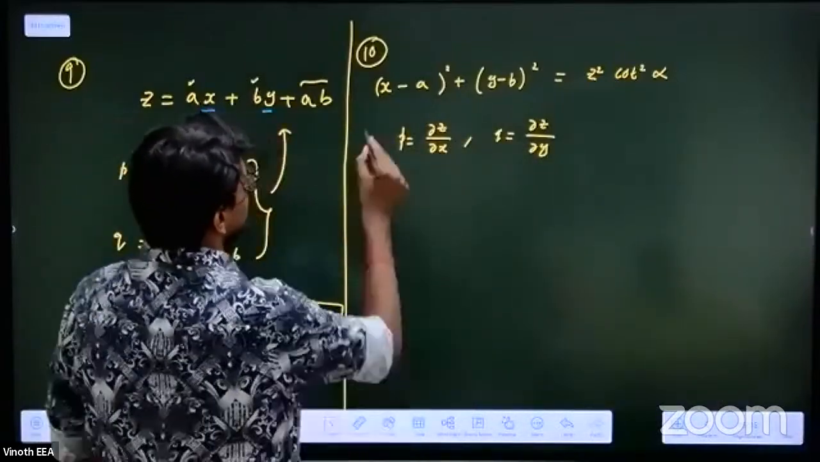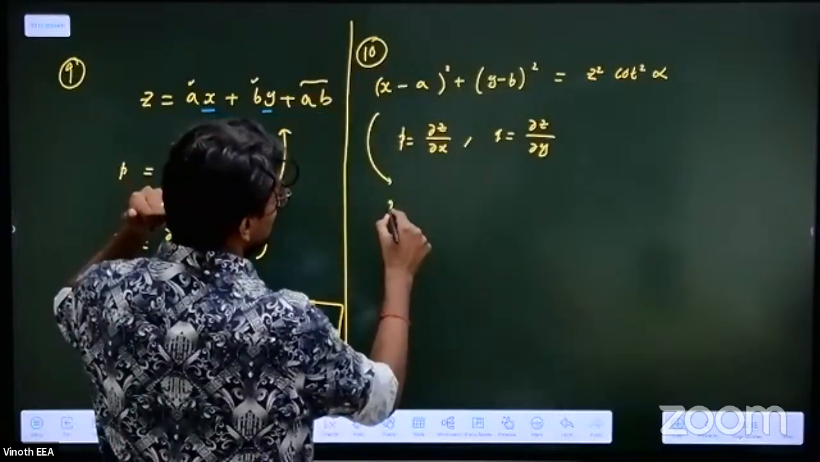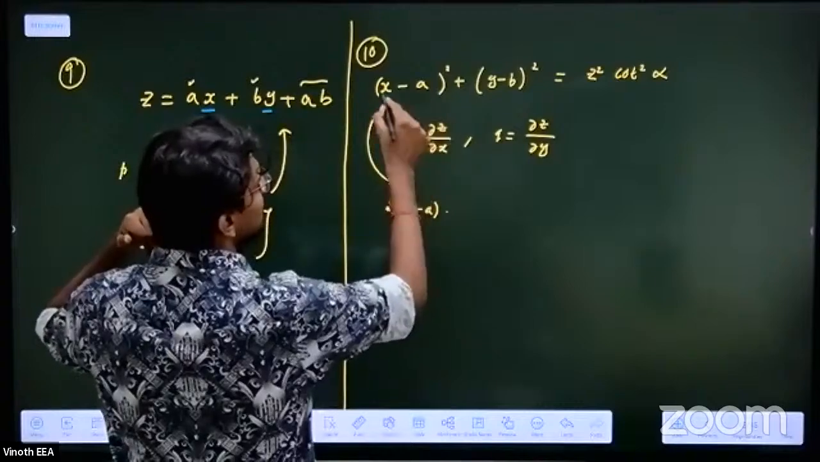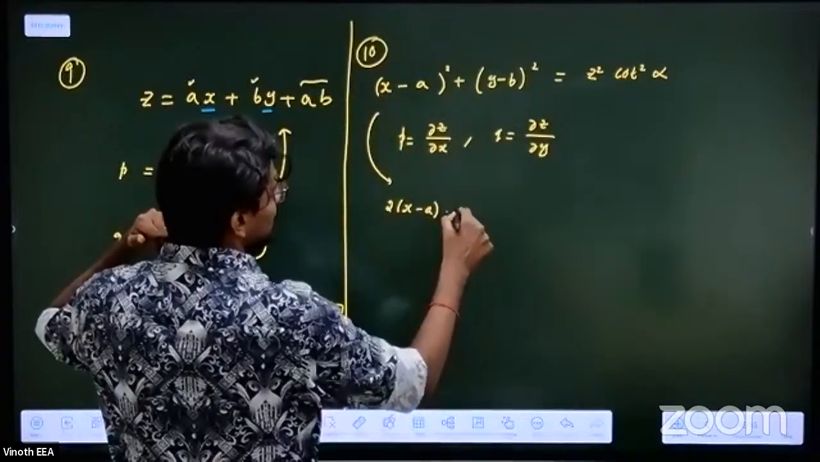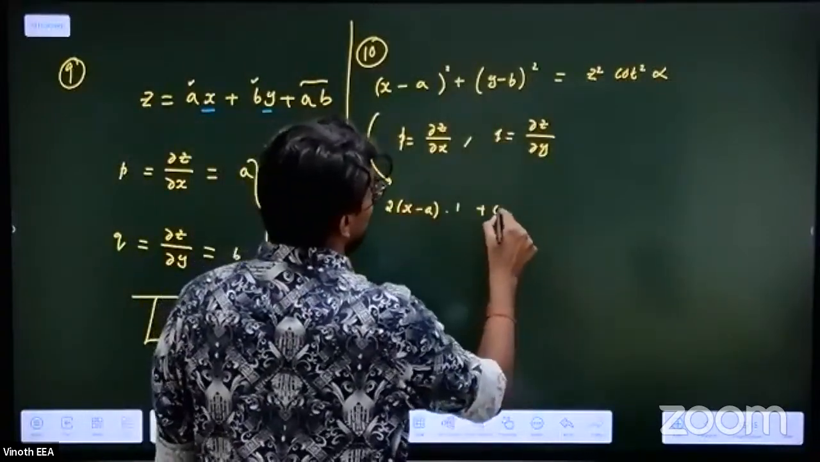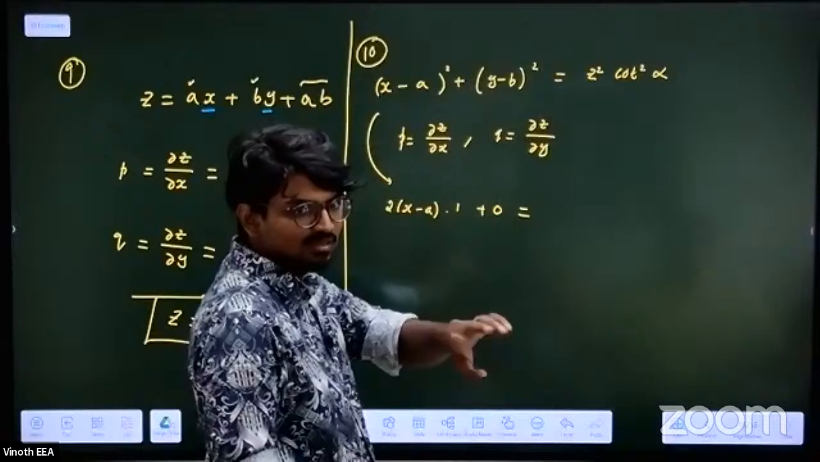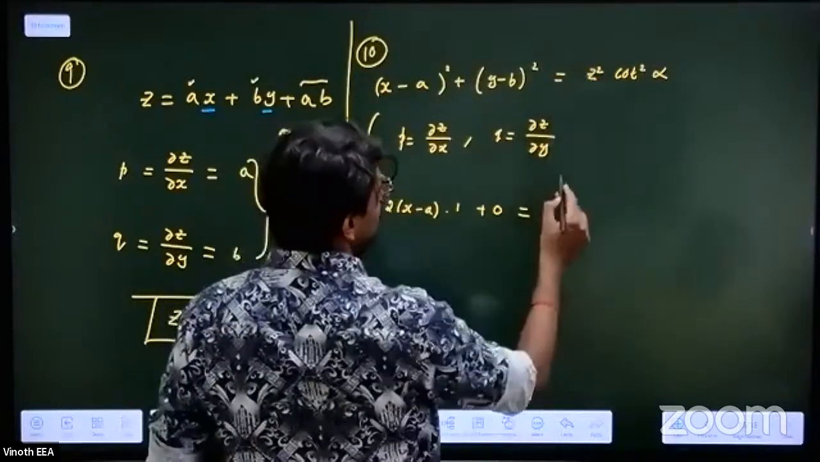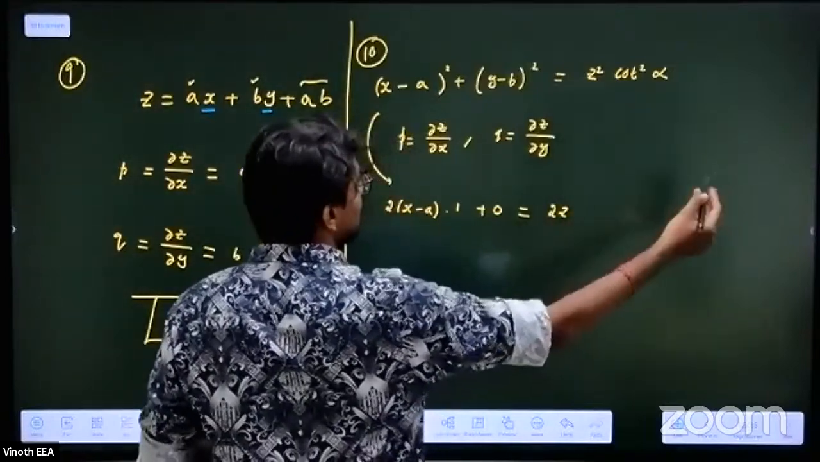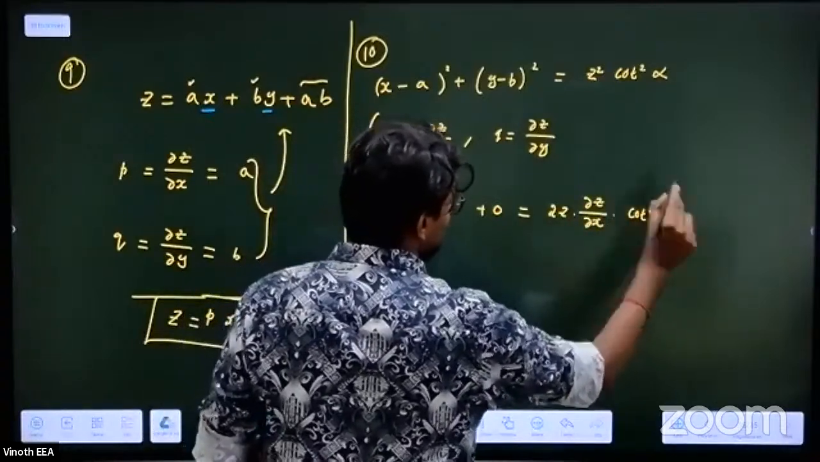Okay, so what can I do? First, differentiate this partially with x. Partially with x, this becomes 2 into (x minus a) into partial of the inside term, which is 1. I'm differentiating with x, right? What about this? 0. Cot square alpha is a constant. Alpha is not an arbitrary constant. So z square differentiation is 2z into dou z by dou x, and cot square alpha remains as it is.